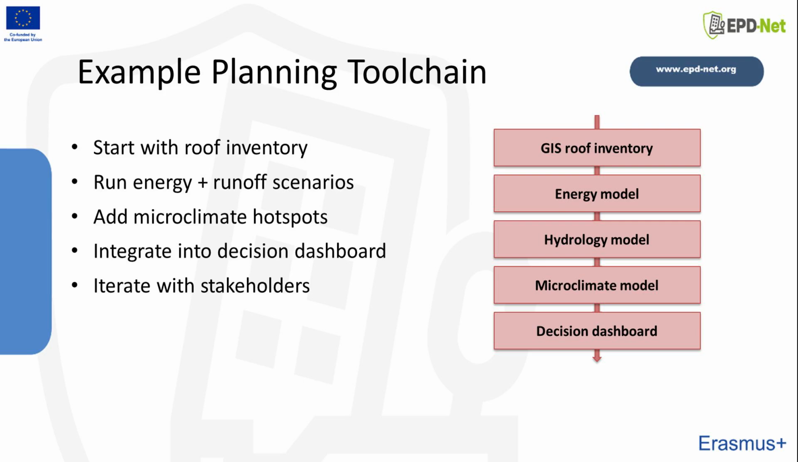The toolchain example shows how tools can be combined without turning into a mess. Start with a GIS roof inventory to define what is feasible. Feed candidate roofs into an energy model to estimate building impacts and into a hydrology model to estimate runoff benefits. Add microclimate modeling only where local heat stress is a priority and the urban form justifies detailed analysis. Then integrate outputs into a simple decision dashboard that compares scenarios with ranges and sensitivity.